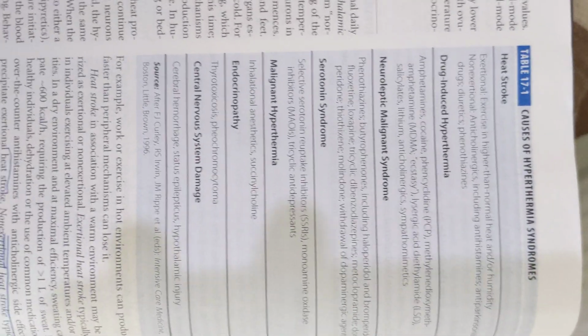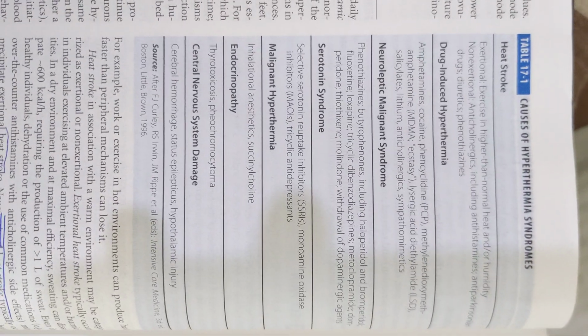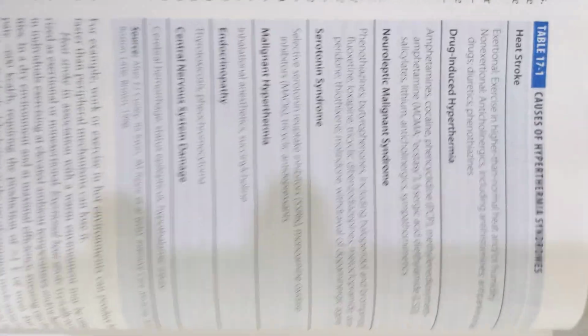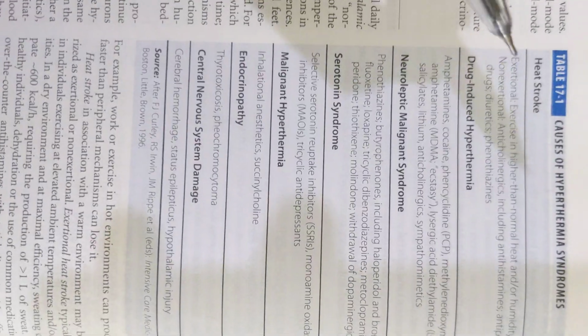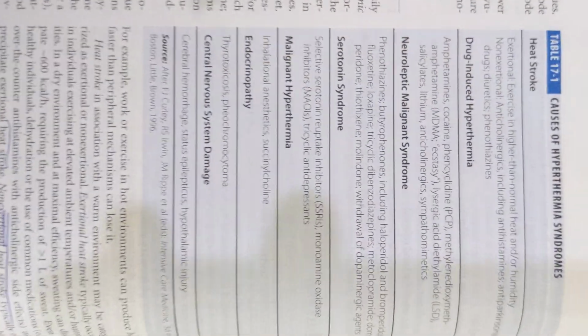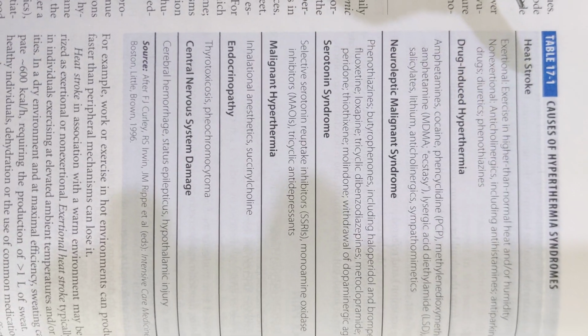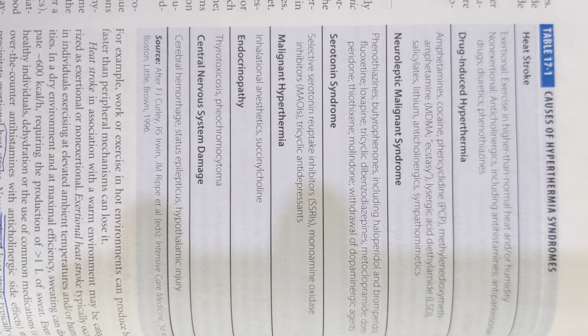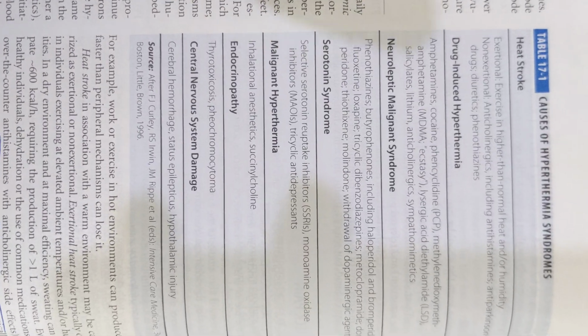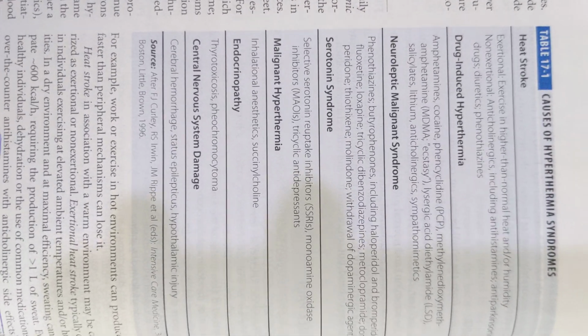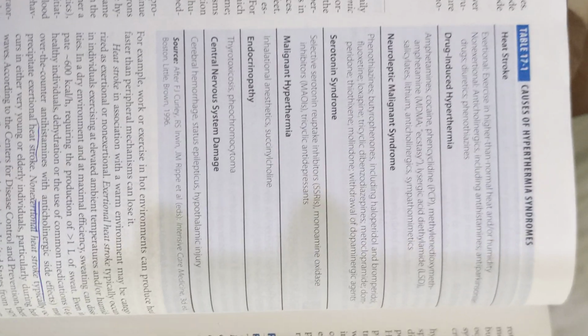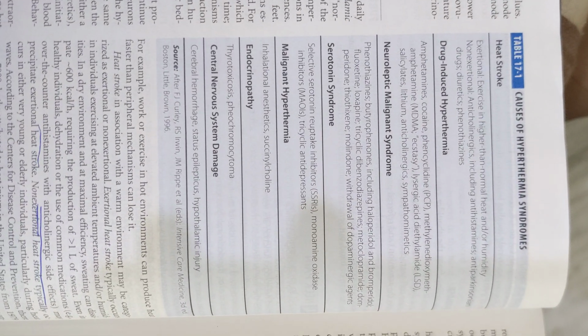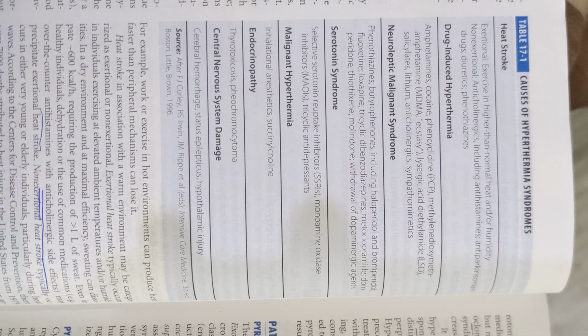There are many causes of hyperthermia. They may be due to heat stroke. In heat stroke, there is a new point: the difference between exertional and non-exertional. Exertional, we of course know, can be seen in laborers who do physical work in hot environments. Other than that, drugs like anticholinergics may also come under exertional. What is the difference between exertional and non-exertional?